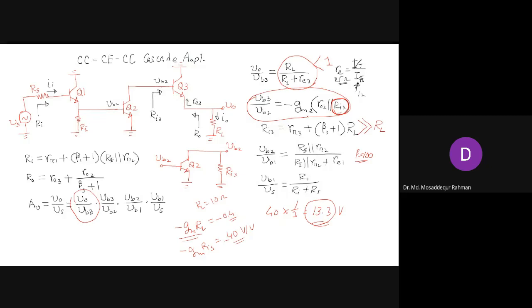See, the gain expression here is determined by the value of Ri3, right? The value of Ri3 is now the load resistance for Q2. Now, if you can improve this value, Ri3, then we can improve the gain. Is it possible to improve it further? Is there any way?